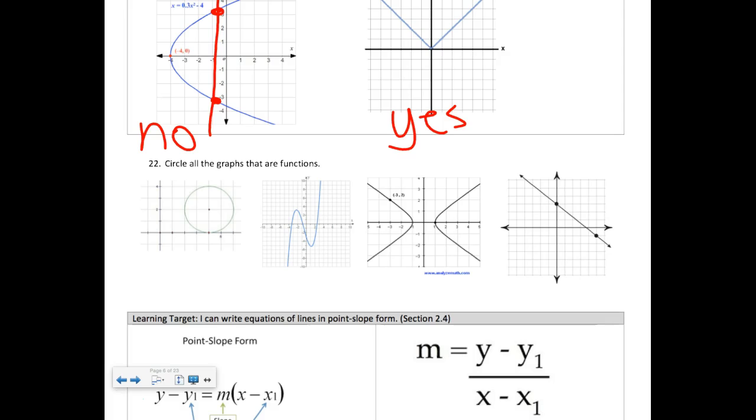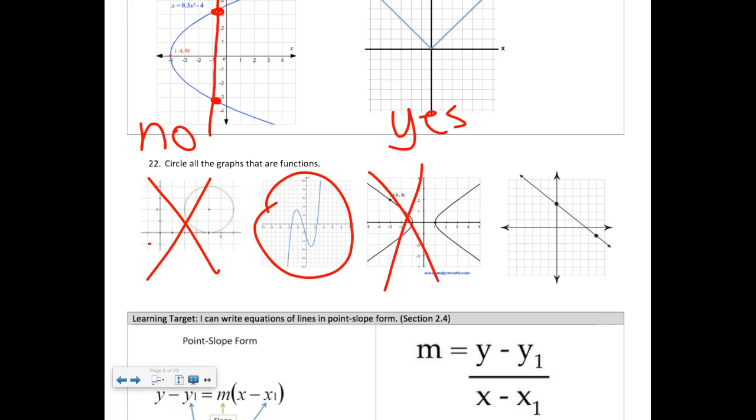Function. No. Function. Function. Function. Function. Okay. Can you do that on your test, on your final?